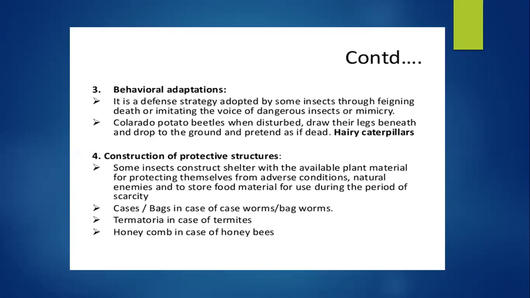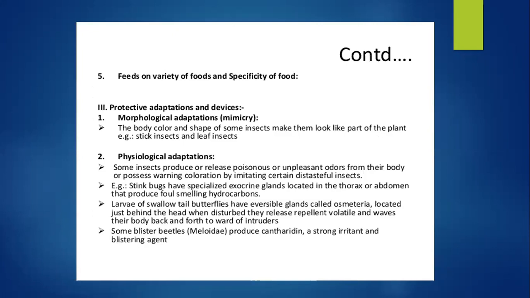That means the insects construct the shelter in such a way that they store the food material during the period of scarcity, as well as keep their young ones or the eggs protected from other insects or other enemies. Examples: honeycomb in the case of honeybees, termitoria in the case of termites, cases or bags in the case of case worms or bagworms, galleries in the case of ants. Okay, so this also proves to be a very dominant feature.